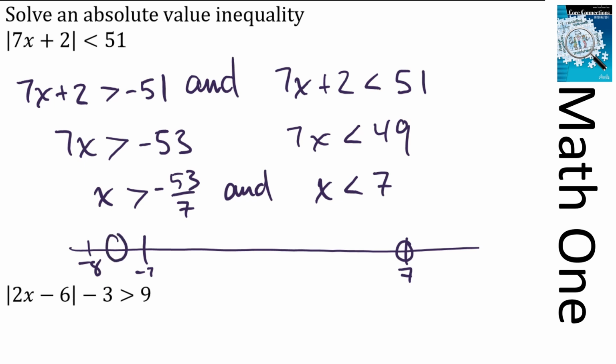And again, because it's less than the upper bound and greater than the lower bound there, it's all of these values in between. So any value of x that I pick that's in that range should work. And in fact, just to demonstrate, if I put the number 0 in, because it's clearly in that range, I get that 2 is less than 51, and sure enough, that's the case.